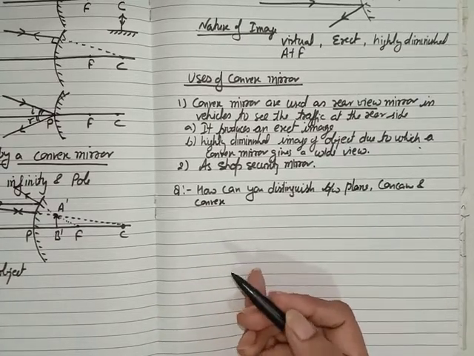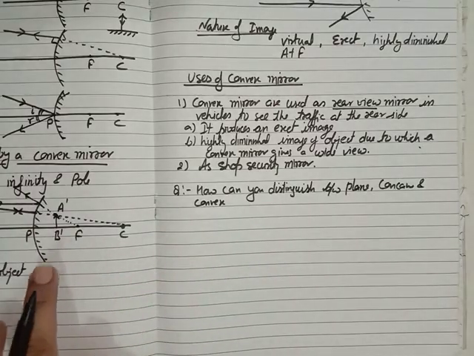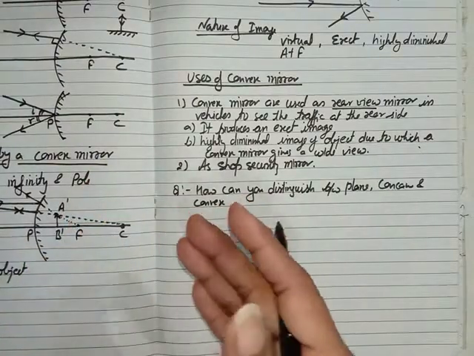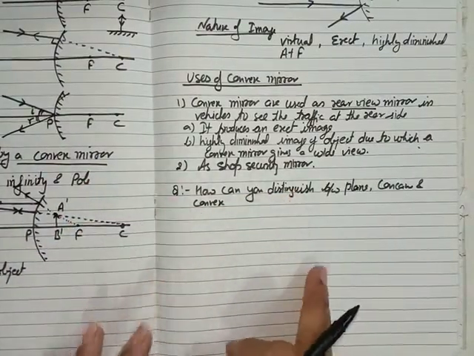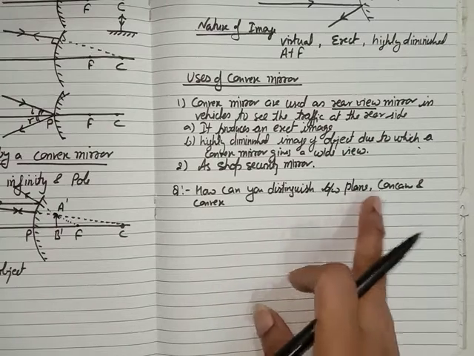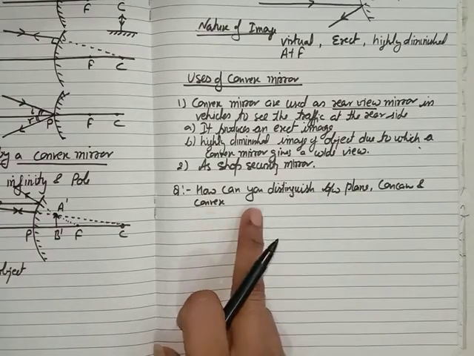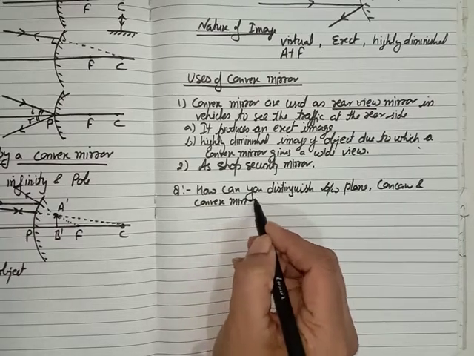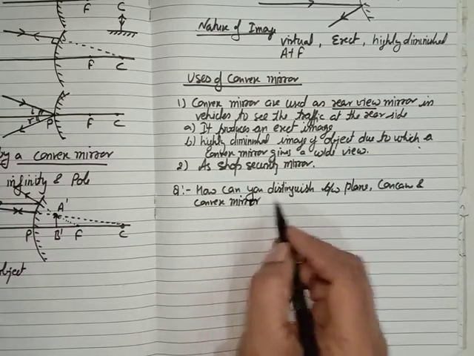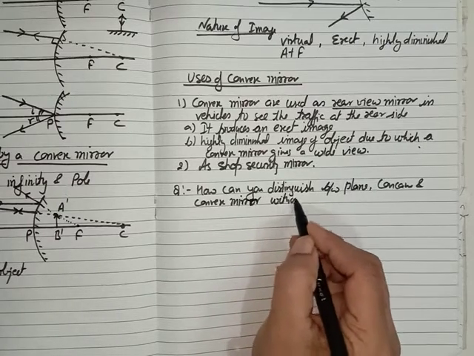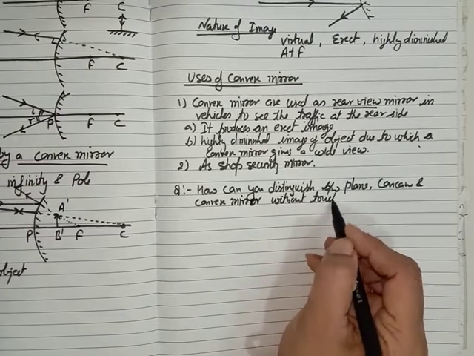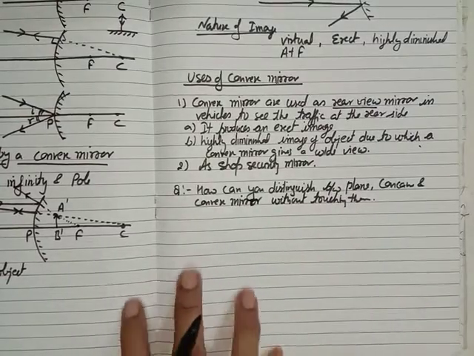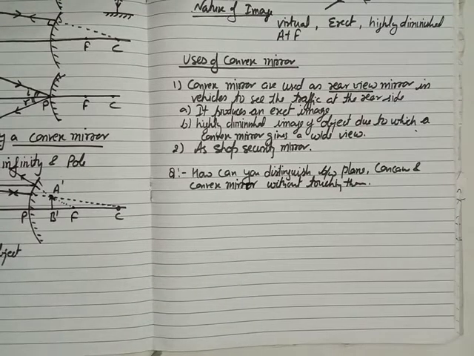You know that you can easily find which type of mirror it is by touching them. If it is outward, it is a convex mirror. If it is inward, it is the concave mirror. Or if it is flat, it is a plane mirror. But you have to distinguish these mirrors without touching them. Okay, this is a question from my side, and you have to do this question yourself.